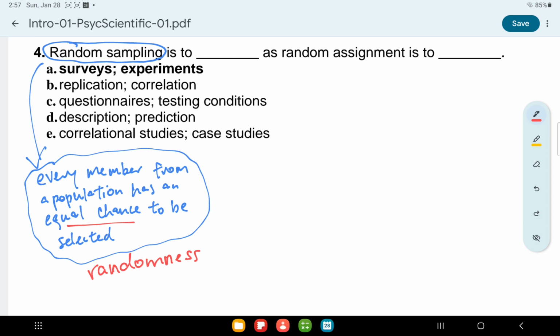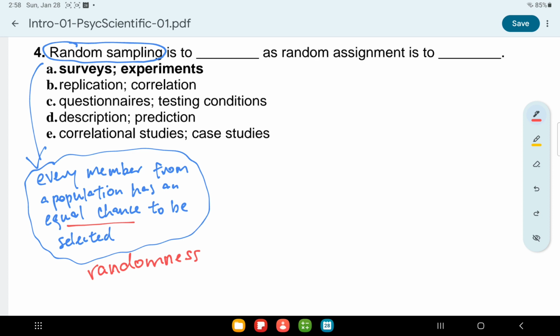Okay. Option C. What about option C? When we use questionnaires, then we conduct random sampling, and random assignment is to testing conditions. Now, this is not exactly a wrong answer per se. But again, testing conditions, they do not refer to a particular kind of design. And random assignment to particular groups, well, they entail information around a specific design.